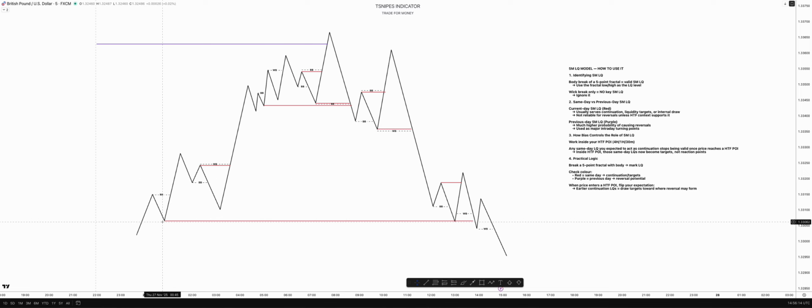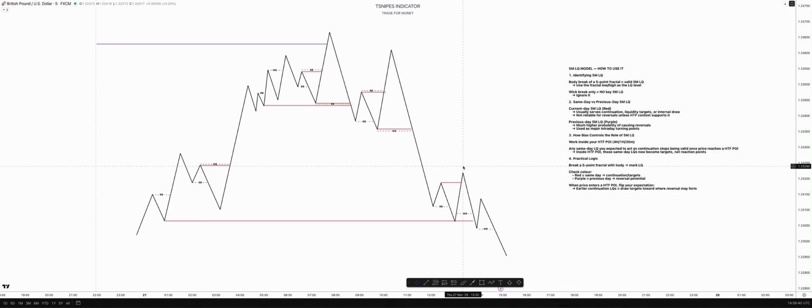As we follow price through, you can see we get a body break here, and the high in this example, because we break to the downside, is the 5-minute liquidity. Now if we get a wick break, that means there's no 5-minute liquidity and we should ignore it.